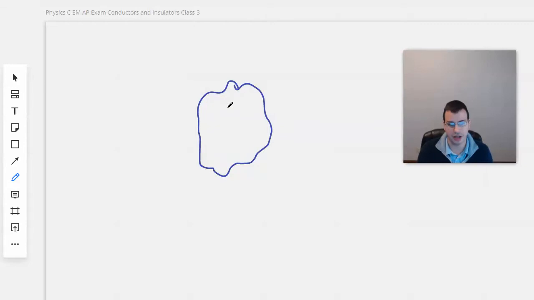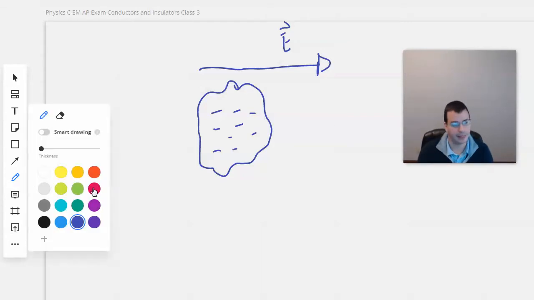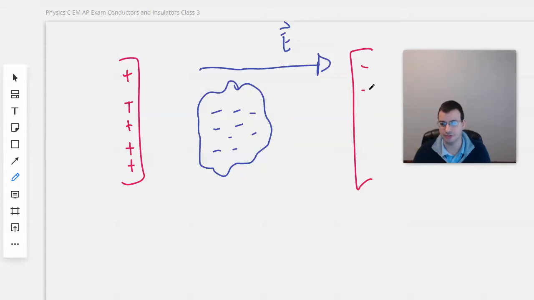The idea here is you have a lump of something, and you have charges. These are going to be negative charges. And you have an electric field, so let's say electric field going this way. When we talk about electric fields, especially uniform ones, I like to draw parallel plates just so we have a more visual way of understanding what the electric field means. So we have an insulator lump, an electric field going from left to right here, and we have a bunch of charges in it.